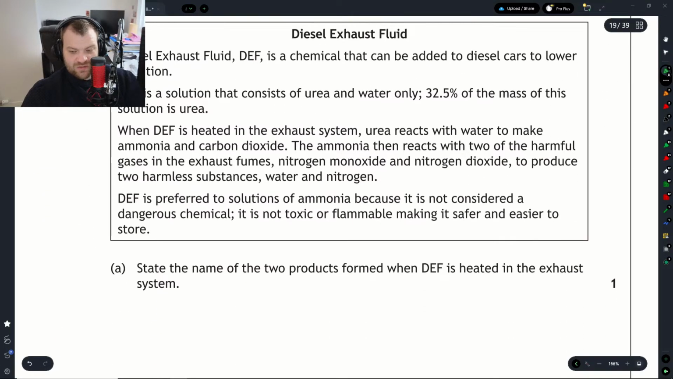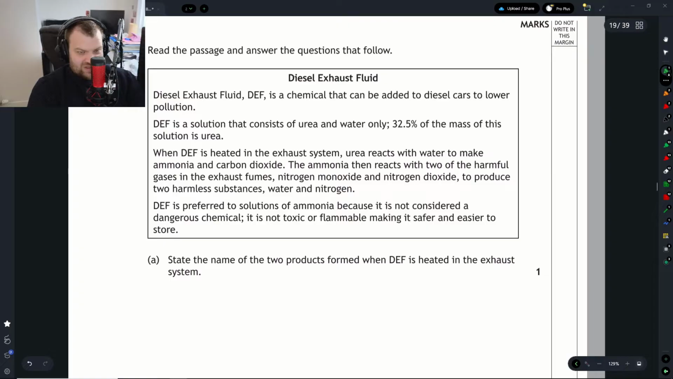Next one. Read through the passage and then answer the question that follows. You would definitely always read through it. Well, I would actually just go to the question first. State the name of the two products formed when DEF is heated in the exhaust system. I'm looking for the word heated here. So that's the paragraph we're dealing with. Urea reacts with water to make ammonia and carbon dioxide. Products are formed, products are made. That would therefore be ammonia and carbon dioxide.